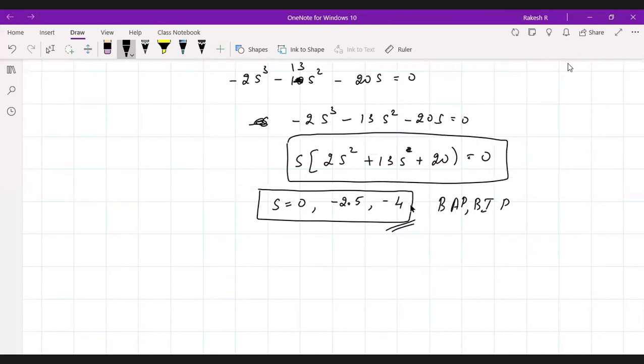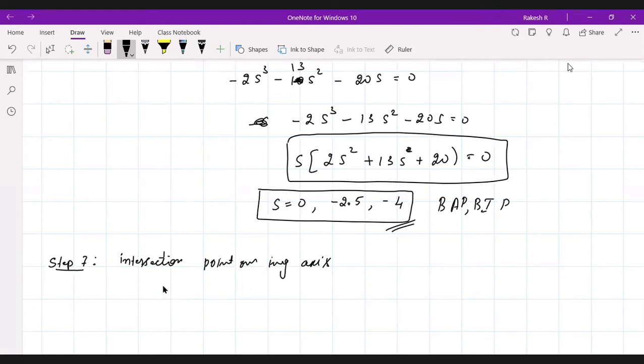Right? These three are valid breakaway and break-in points. Next, we shall go further. That is step 7. Step 7 is to determine the intersection point on the imaginary axis. Right? To find out the intersection point on the imaginary axis.